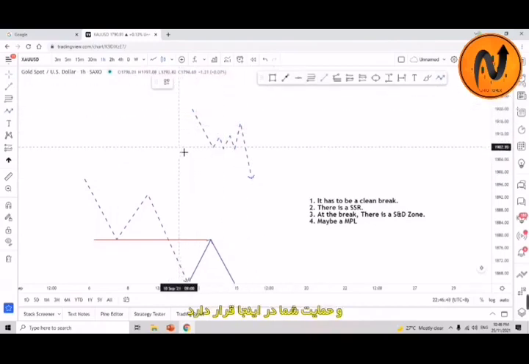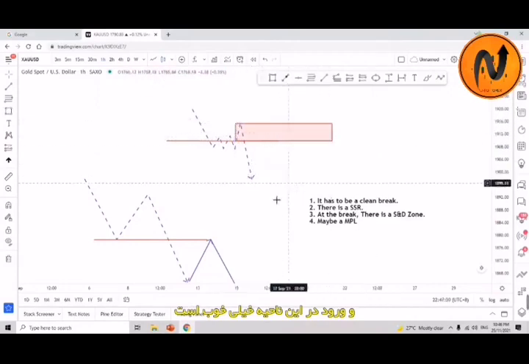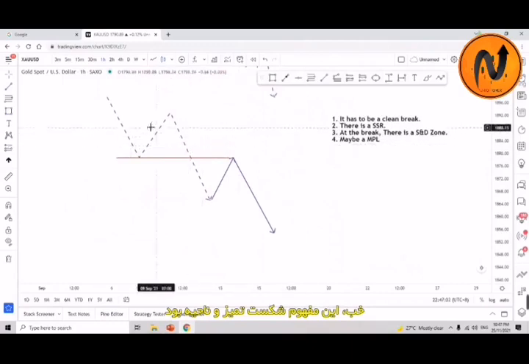So your demand zone, your support, is over here, somewhere around here. So this is also a very good entry. All right, the entry will be somewhere around here. So this is what it means by clean break and then the zone.